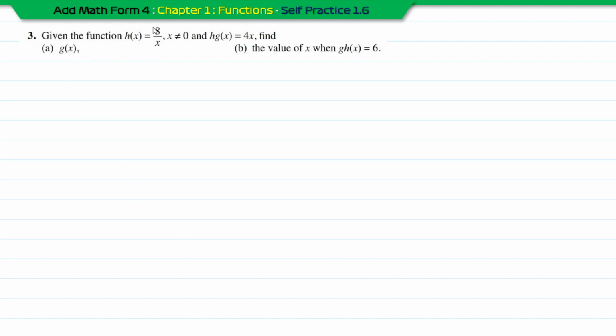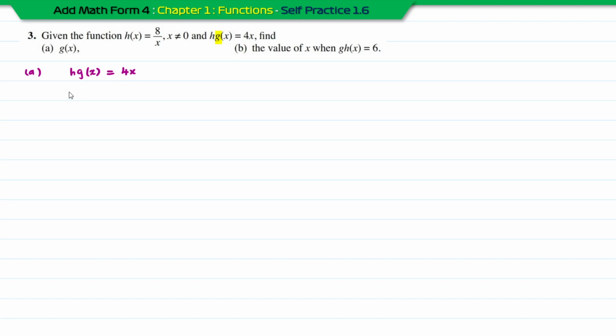Question 3. This is the function h(x) = 8/x, and this is the composite function hg(x) equal to 4x. So question A is asking you to find the function g. If you look at the function g in our composite function, this is the inner one, so we can solve it directly without the inverse function.